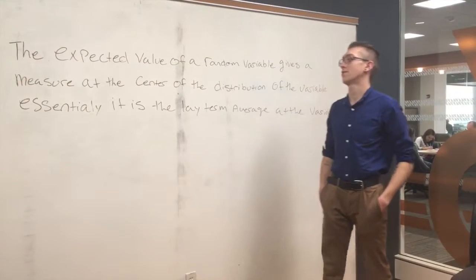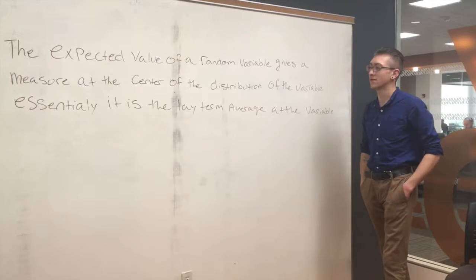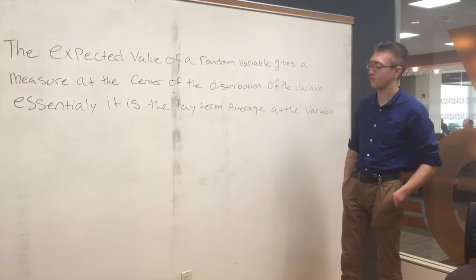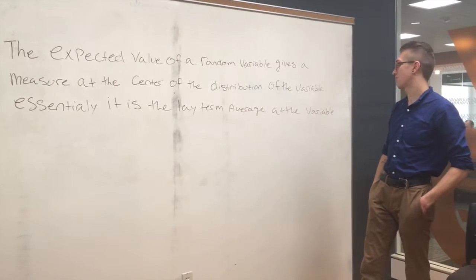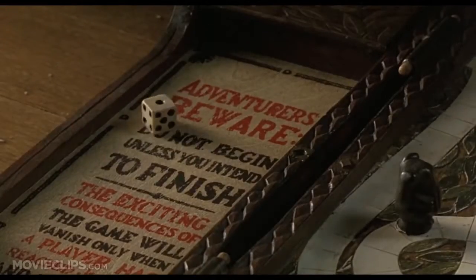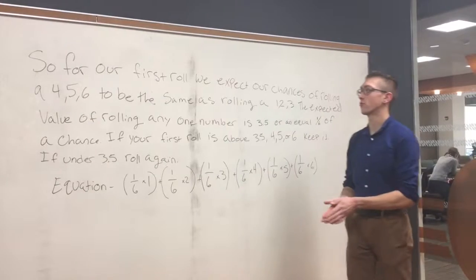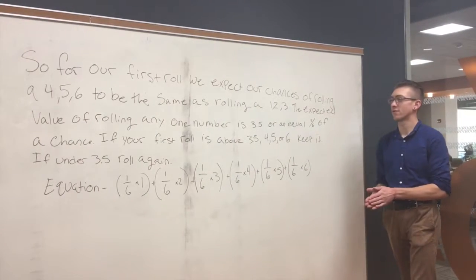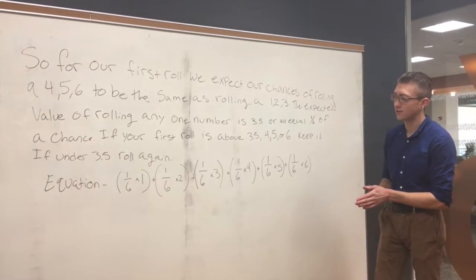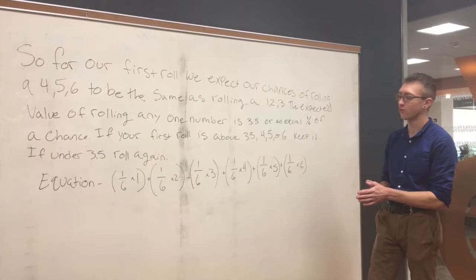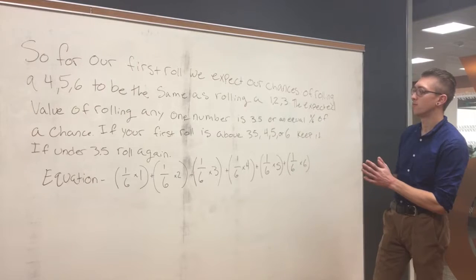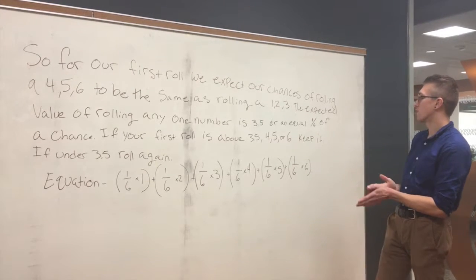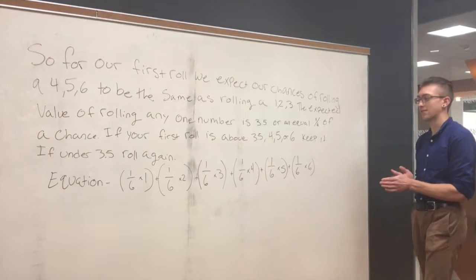The expected value of a random variable gives a measure at the center of the distribution of the variable. Essentially, it is the lay term average of the variable. So for our first roll, we expect our chances of rolling a 4, 5, or 6 to be the same as rolling a 1, 2, or 3. The expected value of rolling any one number would be 3.5, or an equal 1/6 of a chance.